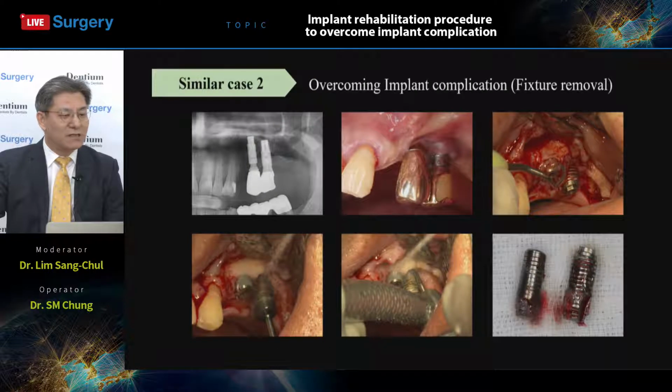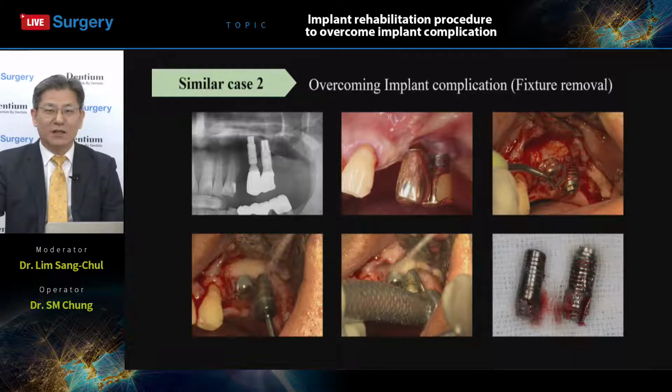So this one is another similar case. Can you see how we can remove this failed implant? There are many different kinds of techniques, right? Some specific devices can be used for removing a failed implant, or a trephine drill can be used, or a surgical bur and elevation technique, the same as extraction of a third molar, right? So there are many different kinds of technique to remove a failed implant.